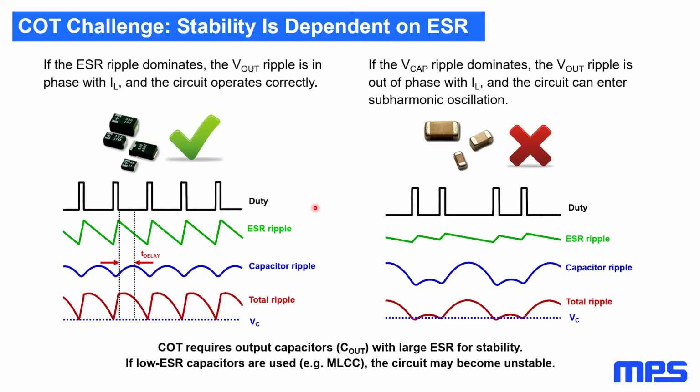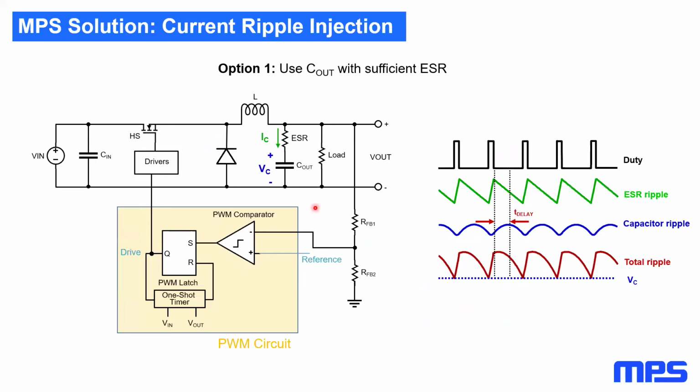Luckily, there are several solutions. One, which is pretty obvious, is using output capacitors with high ESR. This is, as I said, a pretty obvious solution, but also problematic because it means that we have a reduction in the efficiency. Also, high ESR capacitors often take up much more space. And as I said before, we want to be using MLCCs as much as possible in our designs.